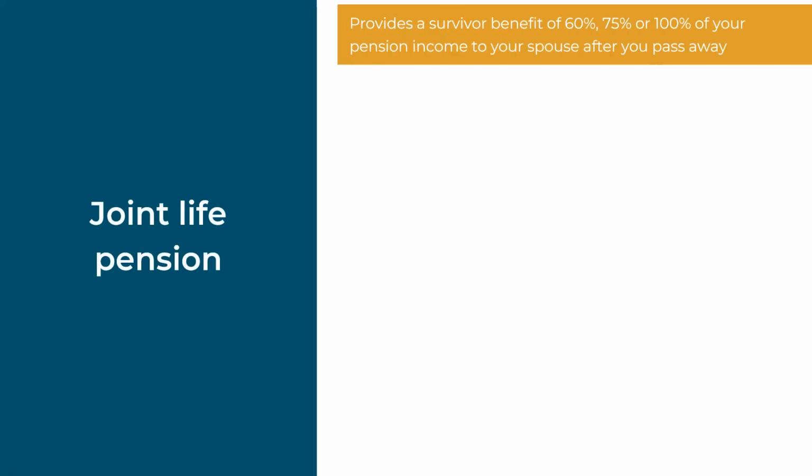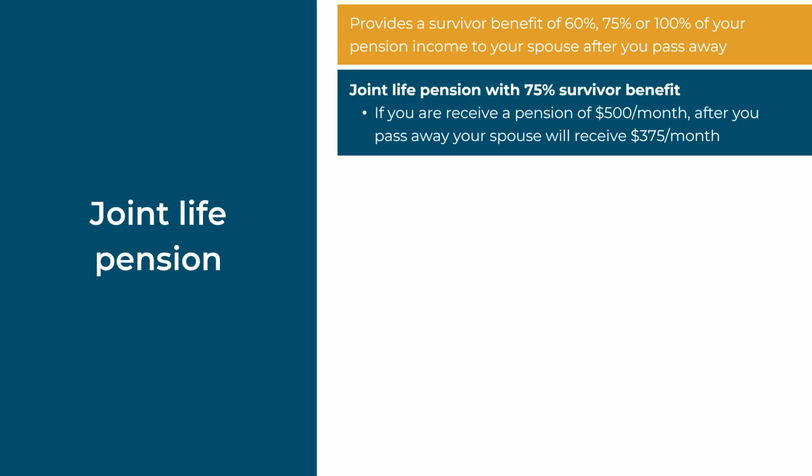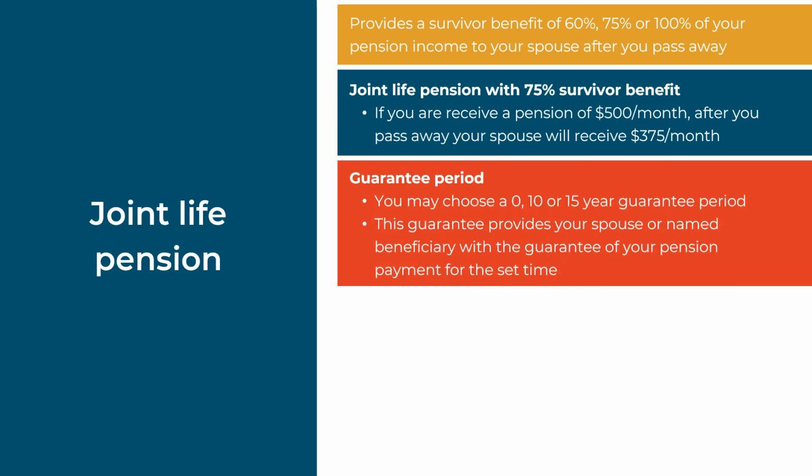The joint life pension provides a survivor benefit with options of 60, 75, or 100%. This will come into effect once you pass away. Your spouse would then receive the percentage that has been chosen. For example, if you choose the 75% option and are receiving a pension of $500 per month, your spouse would then receive $375 per month.